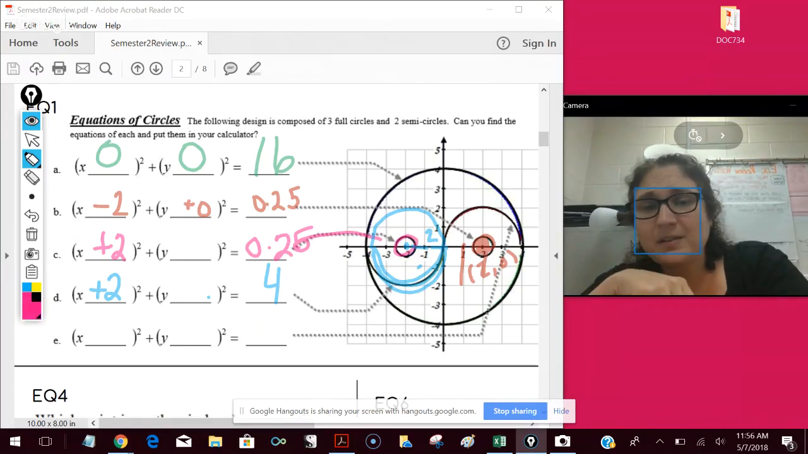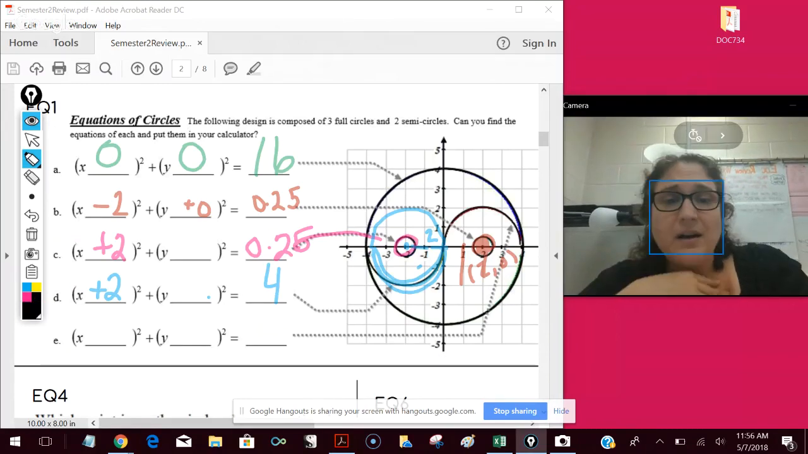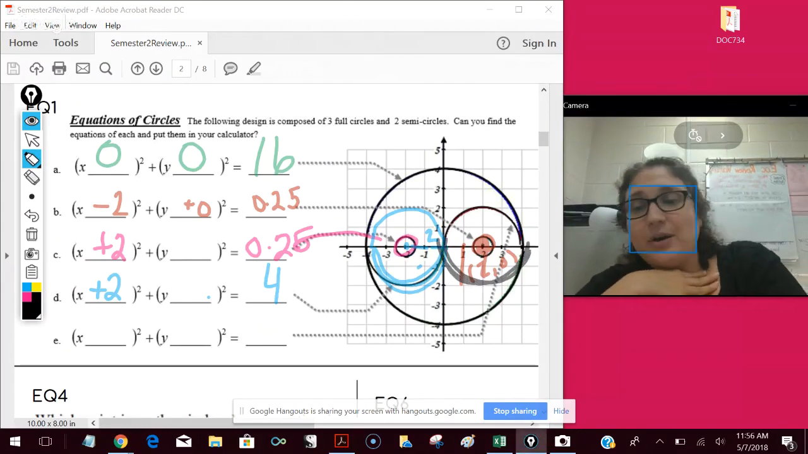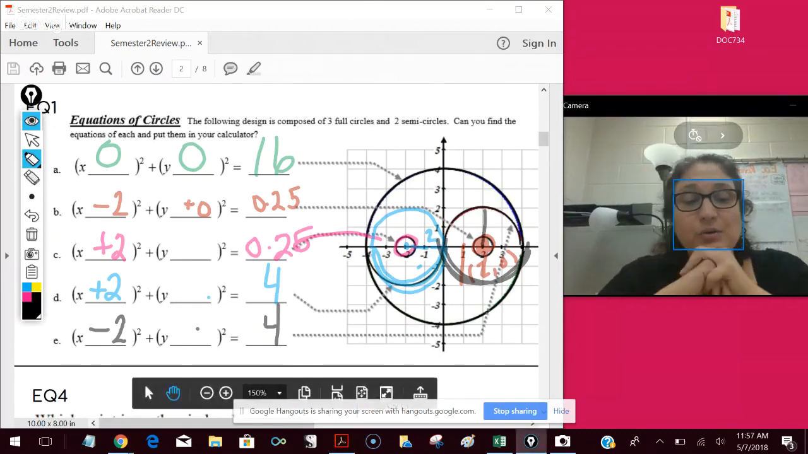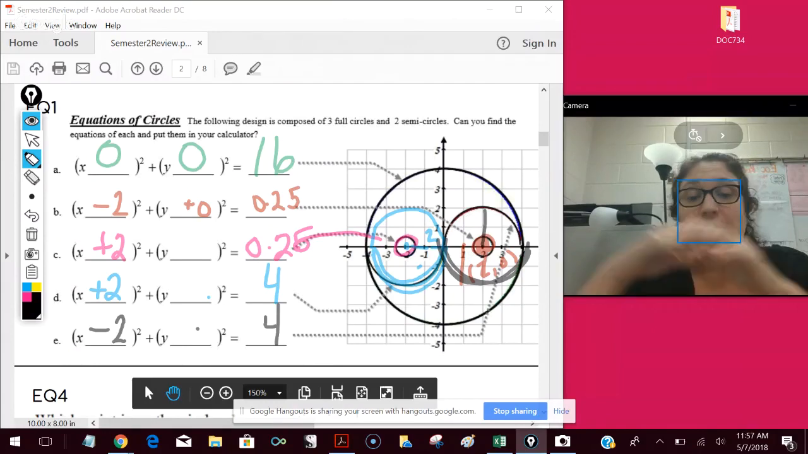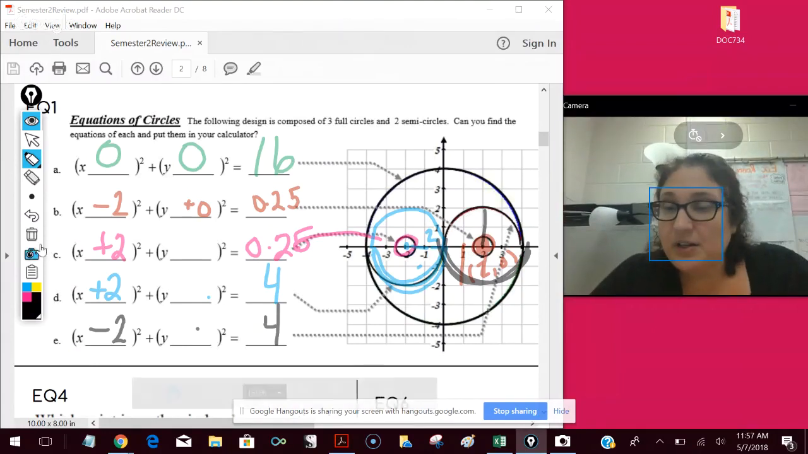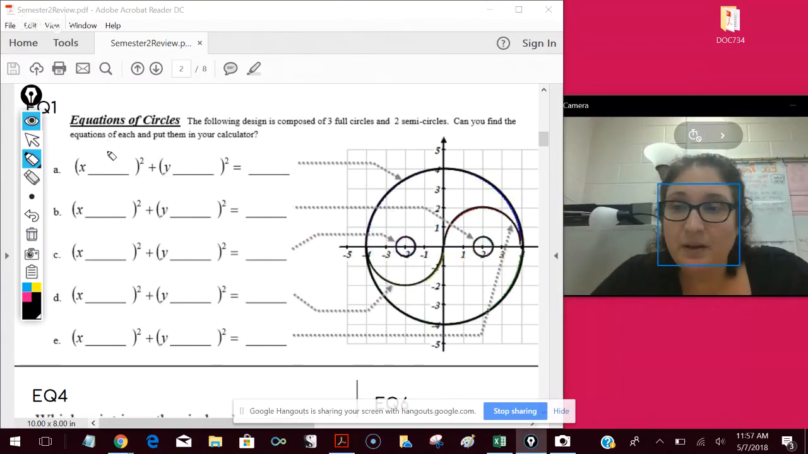I'm going to get the same experience on the other side. It's centered right here. It's centered at +2, 0. So I know I'm going to write -2 and then the 0, but I'm not going to write the 0. My radius remains at 2. So 2 squared will give me 4. So that's how we're going to do that first problem. Let's take a look at the next set.